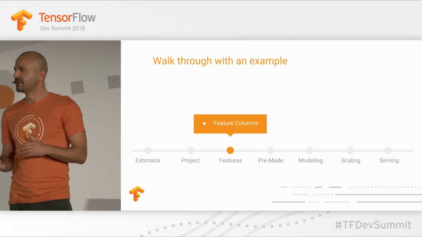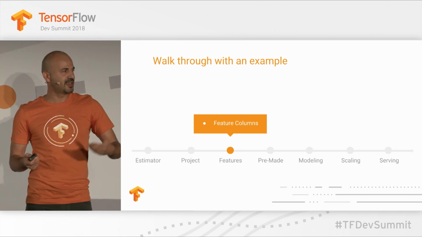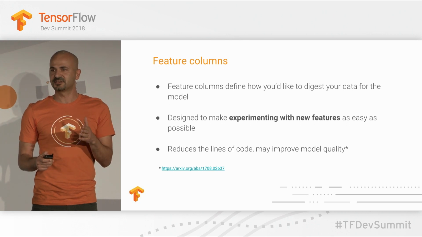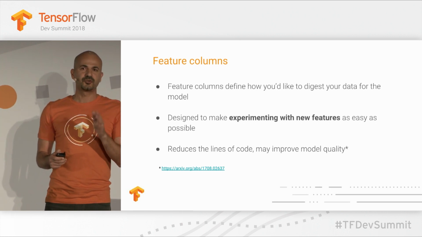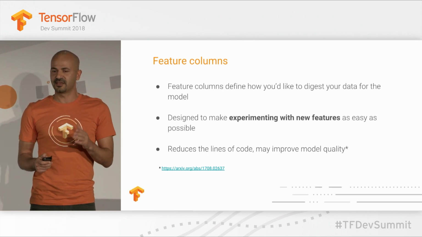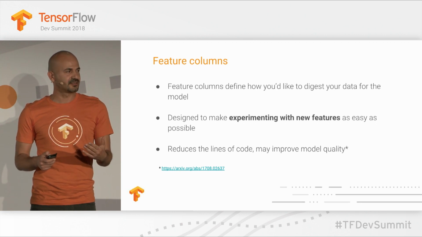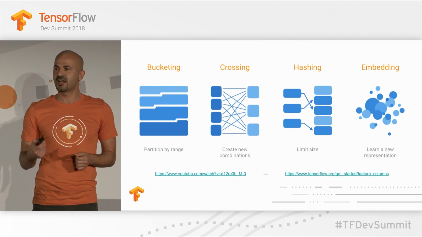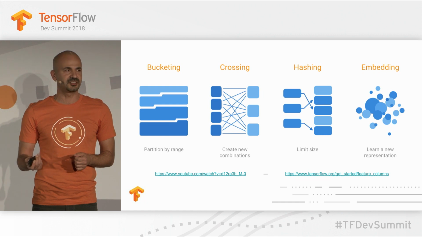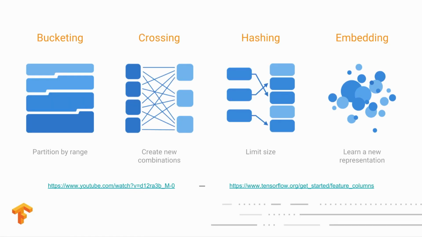Let's experiment more. Let's start with experimenting with the data itself. We designed feature columns with the same mindset. We want to make it easy to experiment with your features, with your data. And based on our internal experience, it reduces the lines of code and may improve the model quality. There are a bunch of transformations you can handle via feature columns. These are bucketing, crossing, hashing, and embedding. Each of these needs a careful explanation. Unfortunately, I don't have enough time here, but you can check Magnus's tutorial and Josh's video. They are really good.